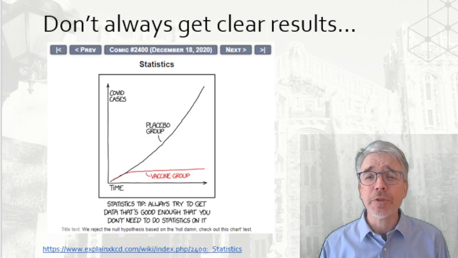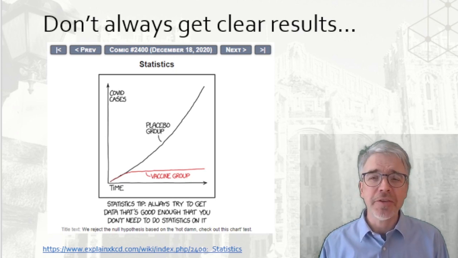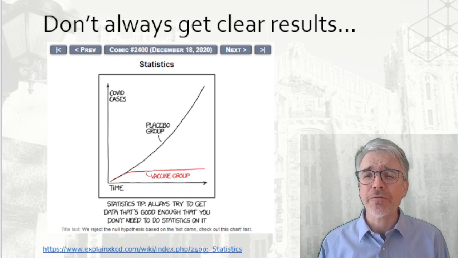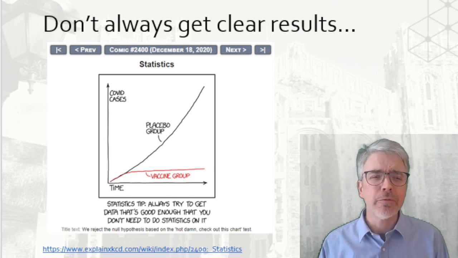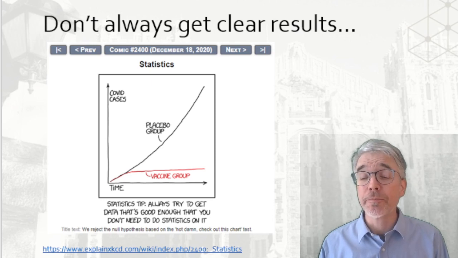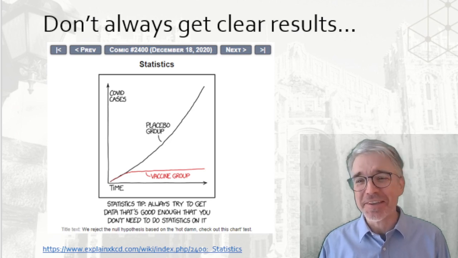We would like to believe that we can get clear results from our statistical tests. The comic XKCD, the favorite cartoon of geeks, had a cartoon exactly this, showing the famous graph about vaccine usefulness. Plots cases of COVID against time. There's the group that got the vaccine. There's the group that did not get the vaccine and said get a placebo. The two groups, whoosh, completely diverged. The tagline is there. We reject the null hypothesis based on the hot damn check out this chart test.